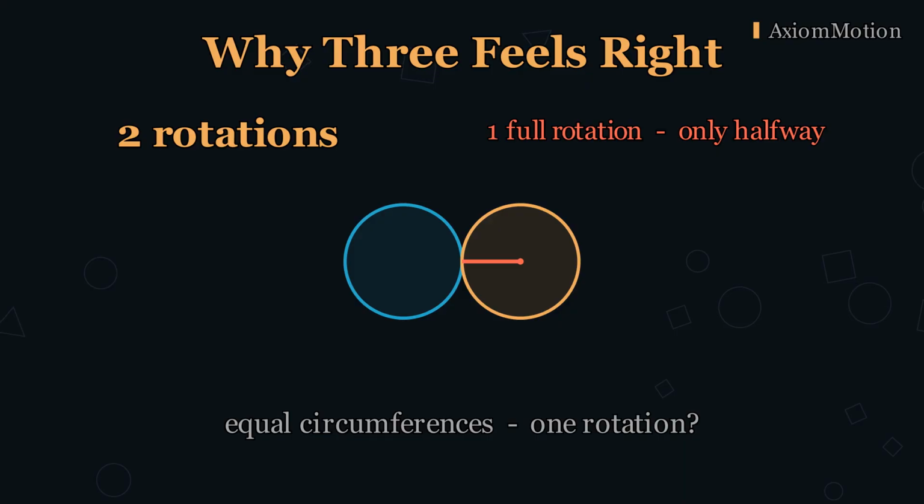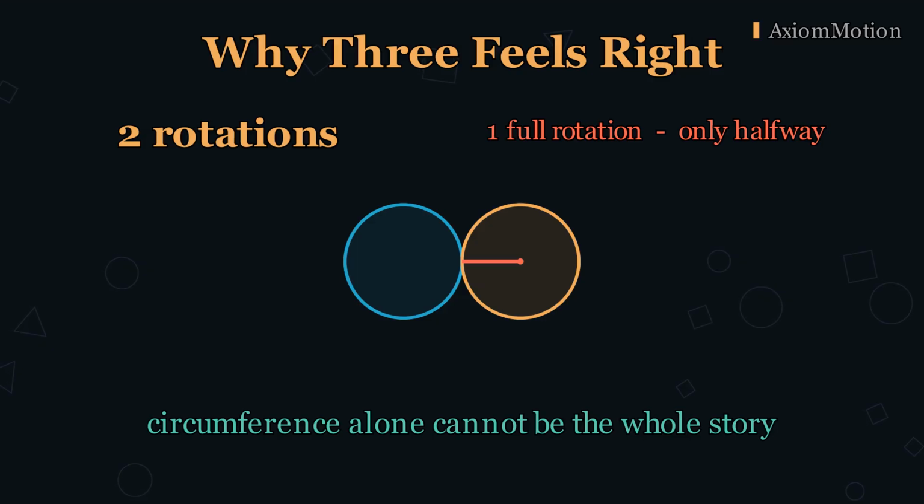By the time it returns to the start, it has rotated twice. Equal circumferences, 2 rotations, measured against the fixed background. Something beyond circumference is adding a full turn. To find it, we need to be precise about what rolling actually means.